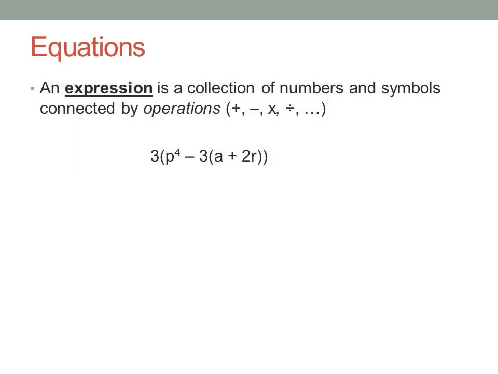An expression is a collection of numbers and symbols connected by operations. Not just any string of symbols, it's a mathematically meaningful statement describing a sequence of operations that are to be performed in a particular order. The order is determined by a convention that applies universally to all expressions. Brackets are done first, from the inside outwards, then exponents, then multiplication and division in order from left to right, then addition and subtraction, also from left to right.